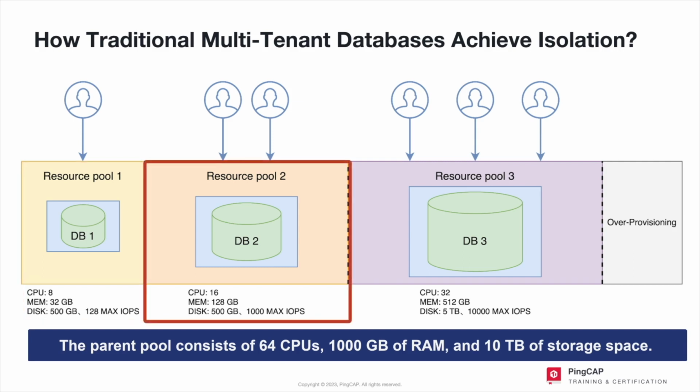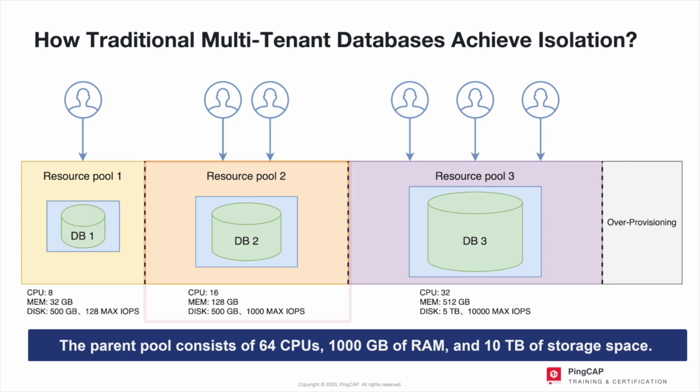Let's move on to DB2. DB2 needs a little more power than DB1. So we create a resource pool, call it resource pool 2, and assign it 16 CPUs, 128 gigabytes of RAM, and 500 gigabytes of disk space. We will limit it to 1,000 IOPS.